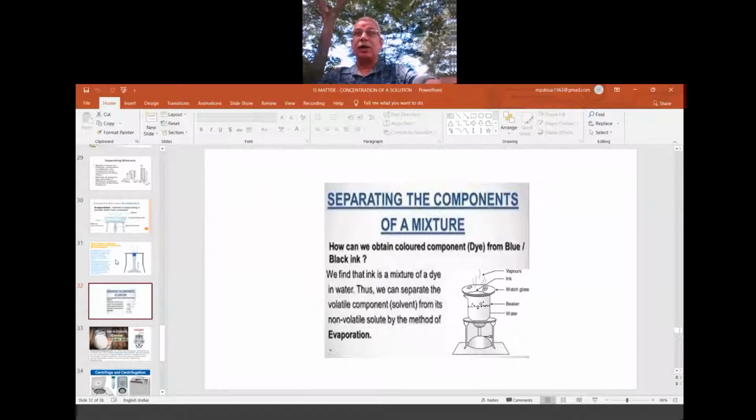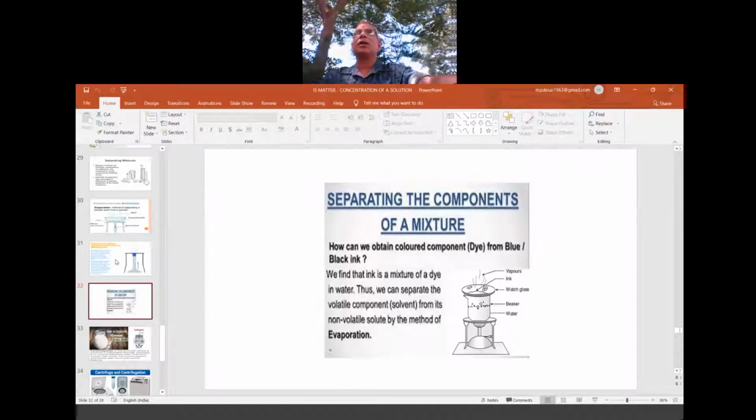Now, how to separate the ink component, that color component, the dye? And remember here again, property matters. I told you, selection of a method depends upon the property. Here, the colored component, that is the dye, which has dissolved in a particular solvent, that solvent is highly volatile. What is volatile? The one which goes to the vapor state quickly.